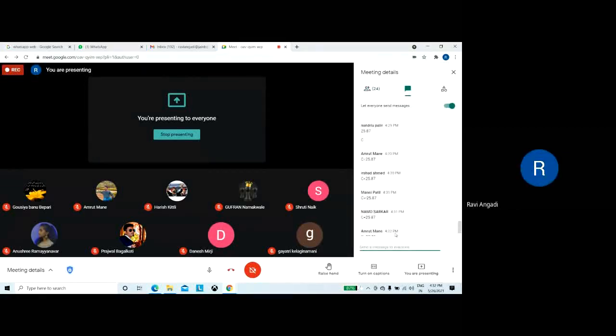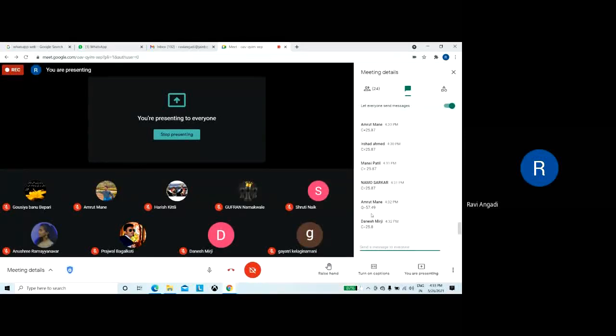Namo Sarkar, C 25.87. Mansi, C 25.87. Then Irshad Ahmad 25.87. Okay. So maximum have got 25.87. Okay, let me check the answers of C. Then you calculate the value of Q also and tell me the value of Q also.